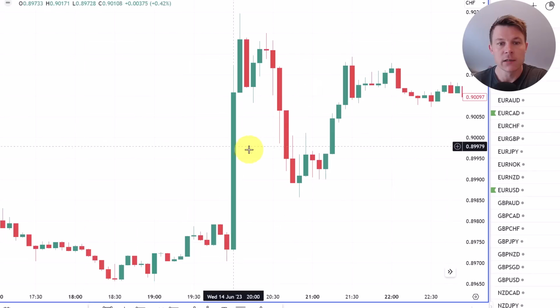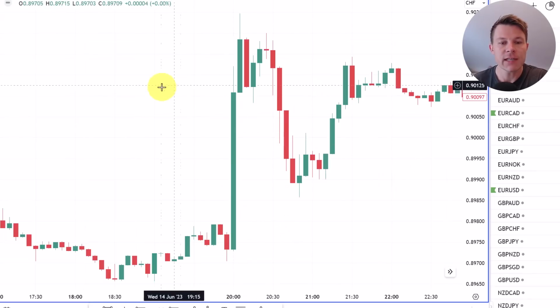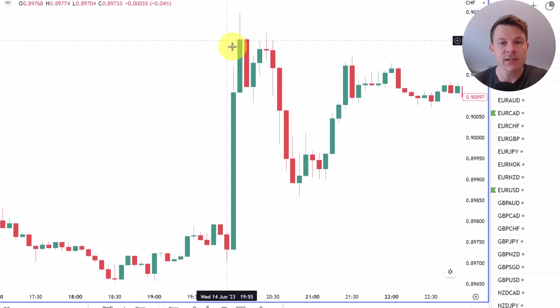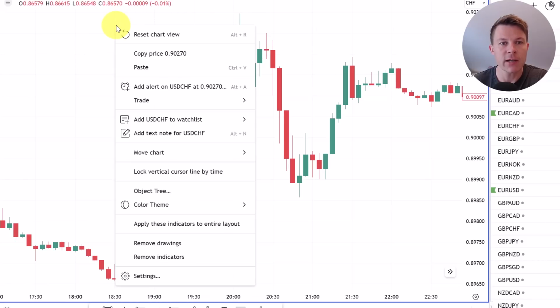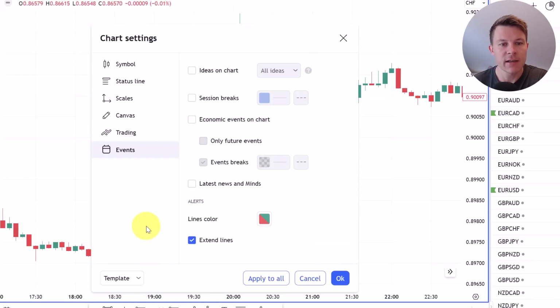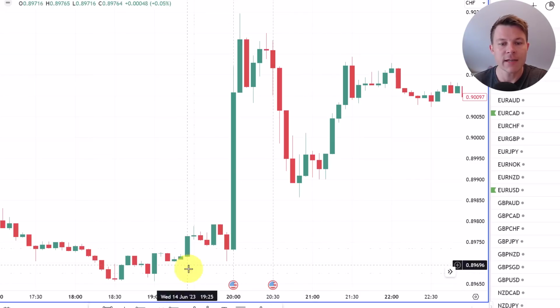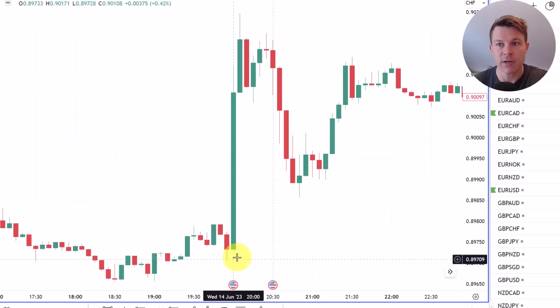So now on TradingView, it's very easy to activate those news events on your charts. What we do is we just right click on the chart, then we go to settings, and then here under events, you only have to tick economic events on charts. You confirm that, and then you can see you are seeing this on your TradingView chart now.